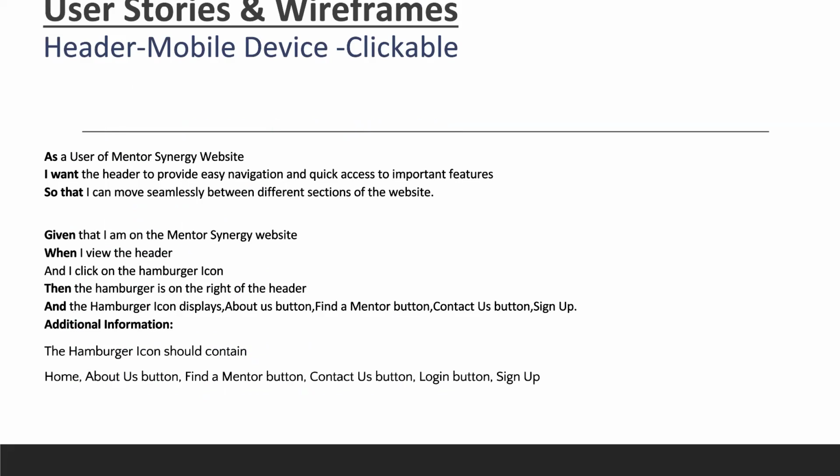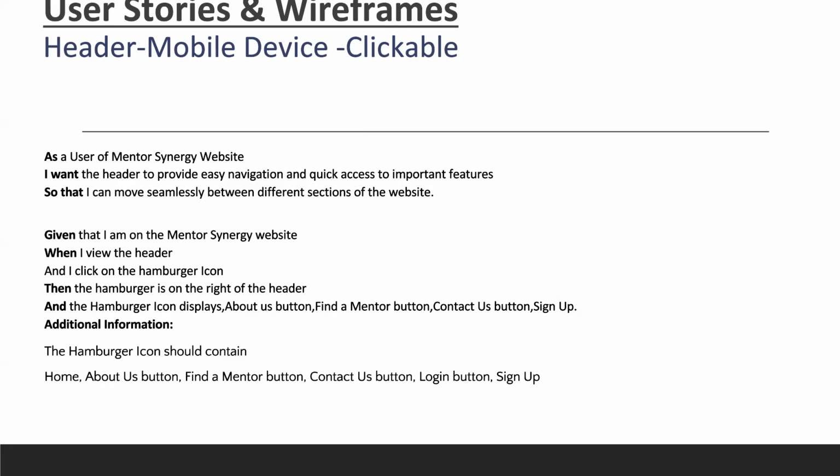On this slide we have highlighted some of the user stories for the sprint and then the acceptance criteria. This is one of the user stories that we worked on, for the header mobile device clickable, for the Mentor Synergy website. I want the header to provide easy navigation and quick access to important features so that I can move seamlessly between different sections of the website. And there is an acceptance criteria.